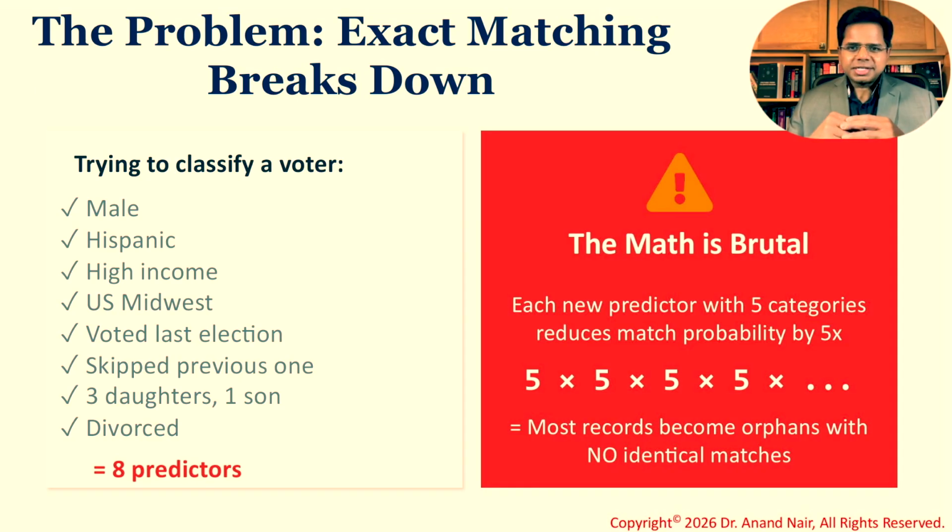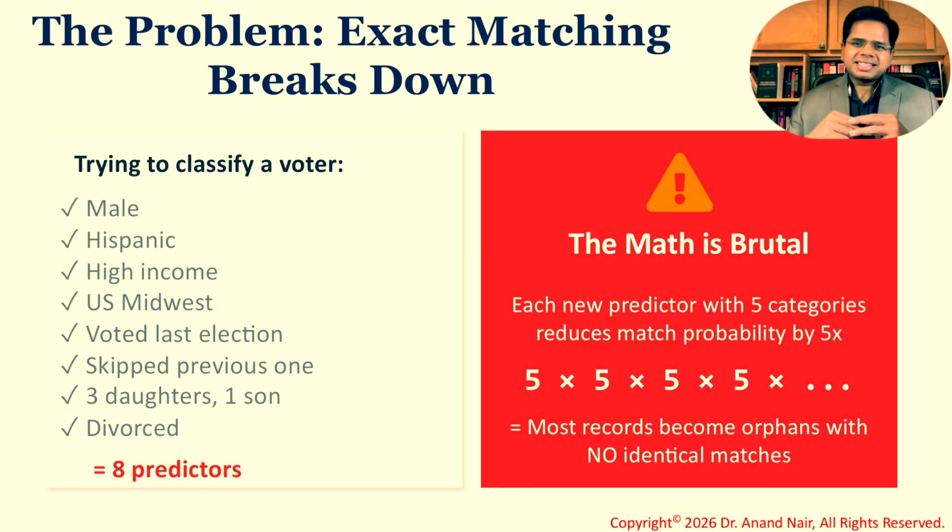Let's say you're trying to predict how a voter will vote, and you've got 8 demographic variables: gender, ethnicity, income bracket, region, voting history in the last 2 elections, family composition, and marital status. That's just 8 variables, modest by data science standards. Yet, even with a large sample, you might not find a single person in your training data who matches all 8 criteria perfectly. Your exact Bayesian classifier just shrugs and says, "I've got nothing for you."